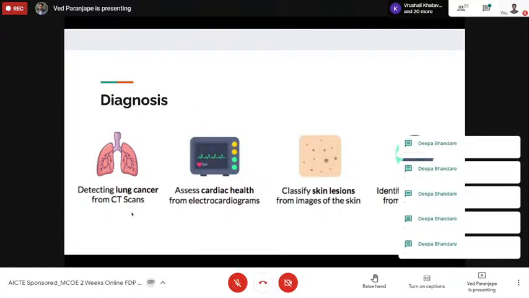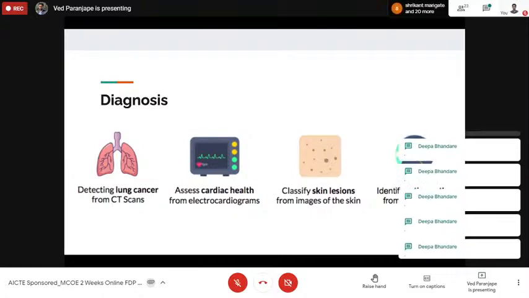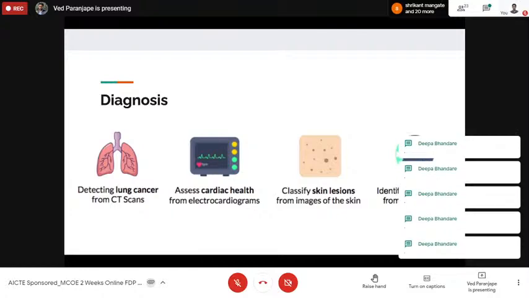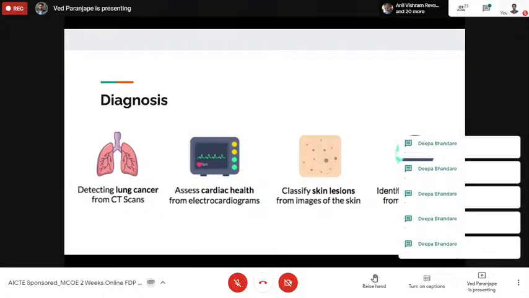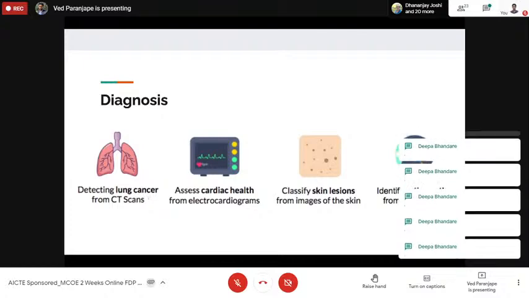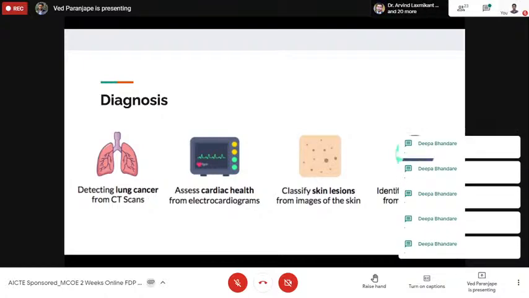Okay. So the first one was diagnosis. Diagnosis is predicting, from the given input, determining if the patient has the disease or doesn't have the disease. So detecting lung cancer from CT scans. This is one of the major ones. Cancer is a very fatal disease, and detecting it early helps a lot if the cancer is detected and treated at an early stage.